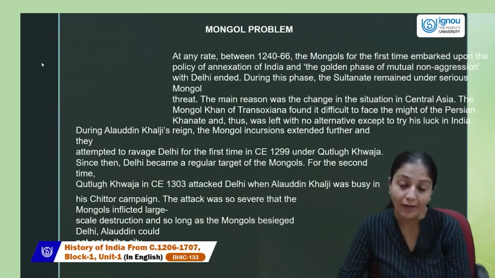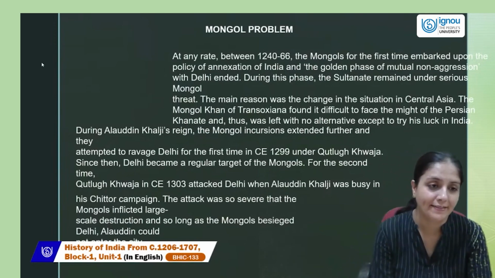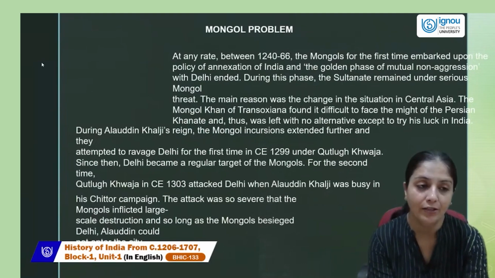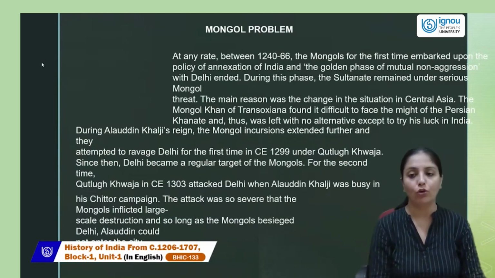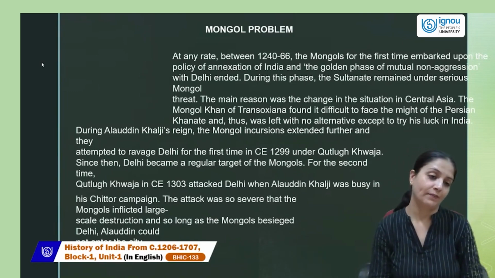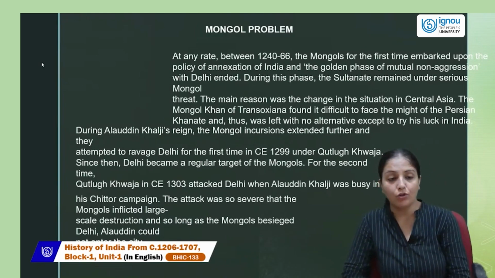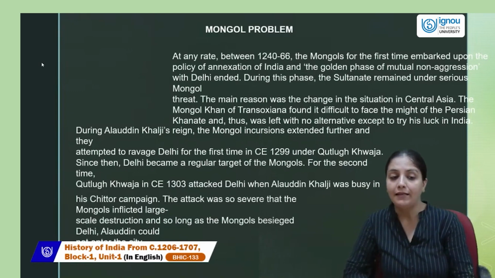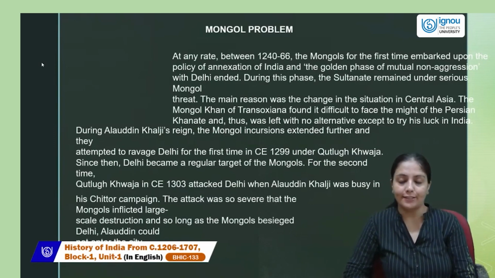But Indian rulers were very much under threat, wondering what would be their condition if the Mongols entered India. During Alauddin Khilji's reign, the Mongol incursions extended further and they attempted to ravage Delhi for the first time in CE 1299 under Kutluk Khwaja. Since then, Delhi became a regular target of the Mongols. For the second time, Kutluk Khwaja in CE 1303 attacked Delhi when Alauddin Khilji was busy in his Chittor campaign. The attack was so severe that the Mongols inflicted large-scale destruction. And so long as the Mongols besieged Delhi, Alauddin could not enter the city.